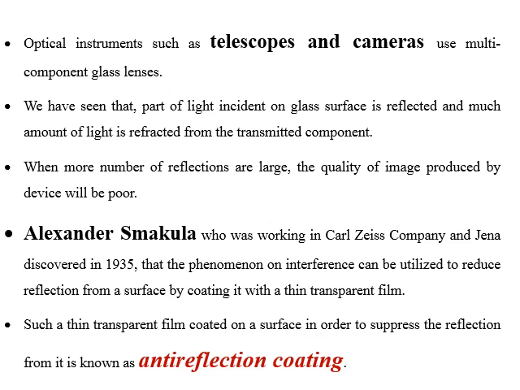That kind of coating was first made by Alexander Smakula, who was working with the Carl Zeiss company. He introduced a transparent film of dielectric material on the lenses, and that thin transparent film coated on a surface in order to suppress the reflection is called anti-reflection coating. So this is all about anti-reflection coating and the applications of Newton's ring experiment, or we can say interference in a large amount. So this is all about Newton's ring experiment.